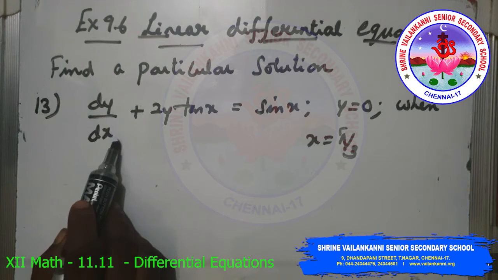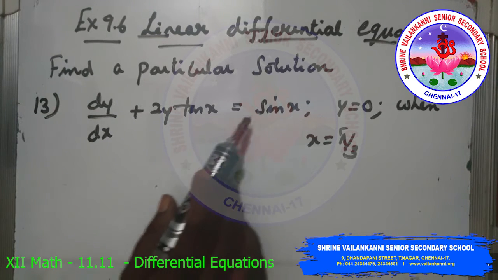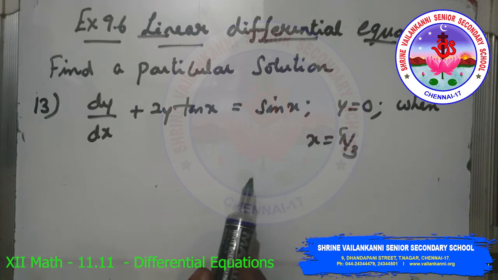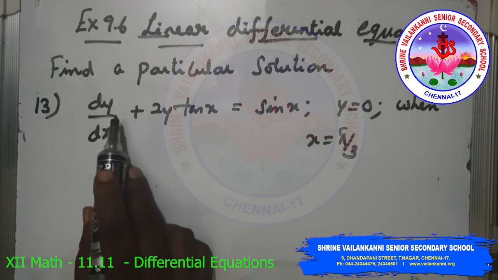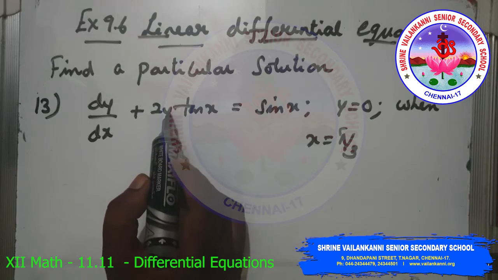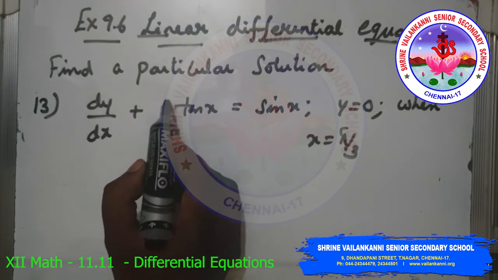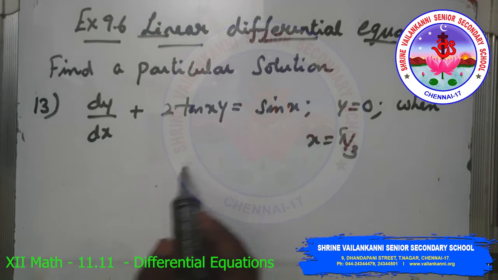The 13th one: dy/dx + 2y tan x = sin x, given y = 0 when x = pi/3. It's an important question. So dy/dx + 2 tan x times y = sin x.